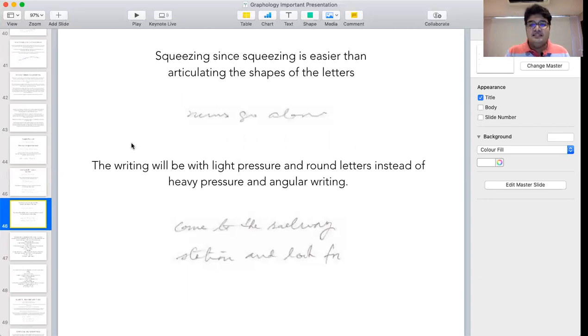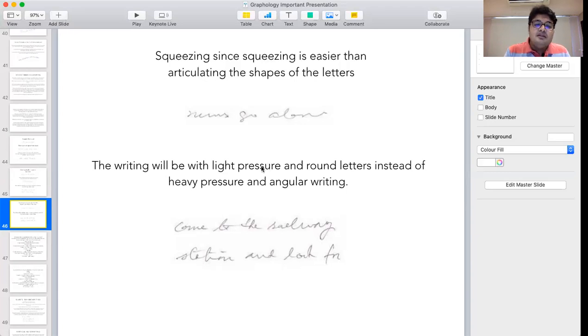Squeezing, since squeezing is easier than articulating the shape of letters. So you see, maybe you'll not be able to understand it very, very clearly. The doctor's writing example that I was sharing with you, right? So just squeeze it and write it. So it's like only you understand what you have written, but you know that, okay, this is what I am writing.